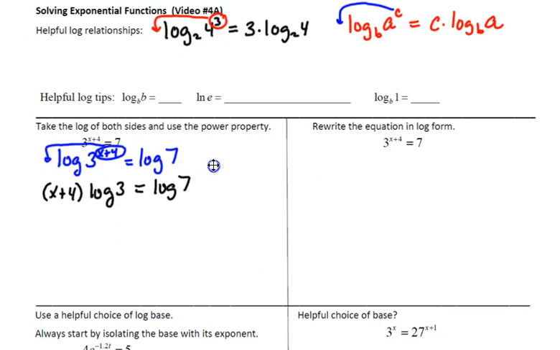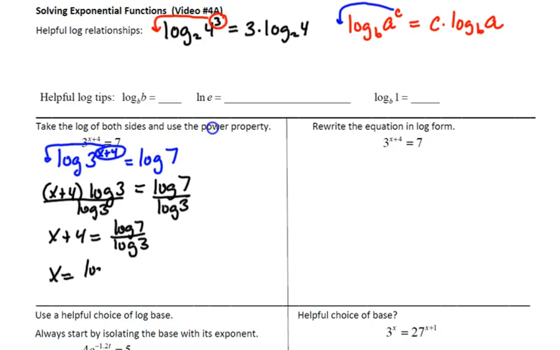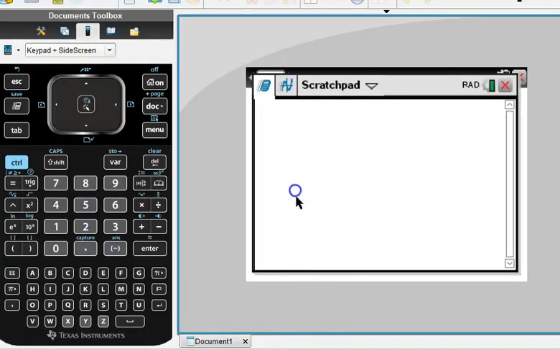It's very important that you use parentheses around the whole thing, because that whole quantity is being multiplied by log 3. Log 3 and log 7 are just log base 10 of 3 and log base 10 of 7. Those are numbers that I can just calculate. They are not variables. For my second step, I divide both sides of the equation by log of 3. So now x plus 4 is equal to log of 7 divided by log of 3. To solve for x, x is log of 7 divided by log of 3, the whole quantity, minus 4. Let me open up my calculator.